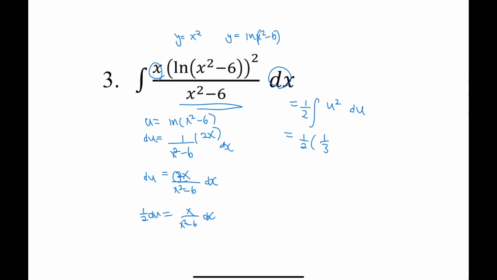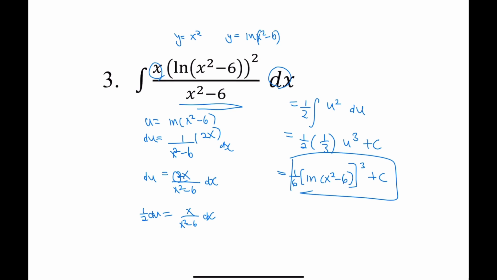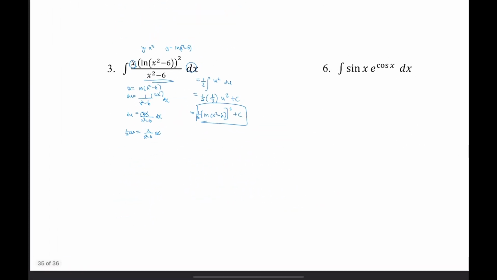So 1/3 times u to the third power plus c, which is 1/6 times u, which is (ln(x squared minus 6)) to the power of 3 plus c. Remember to always include the c at the end, since that's the unknown constant. Okay, and then number 4.